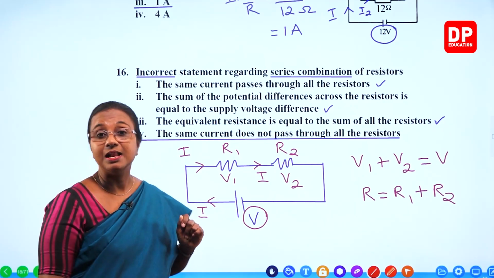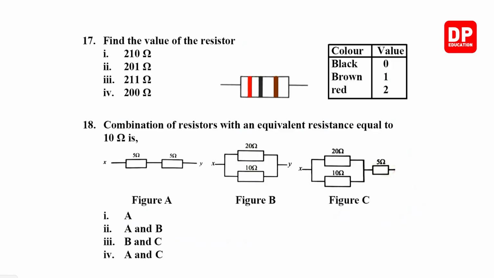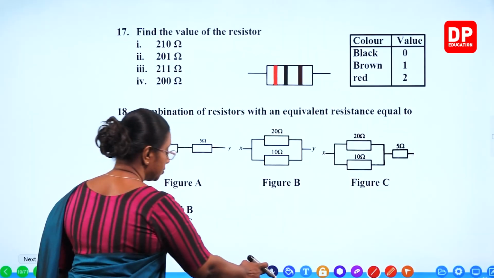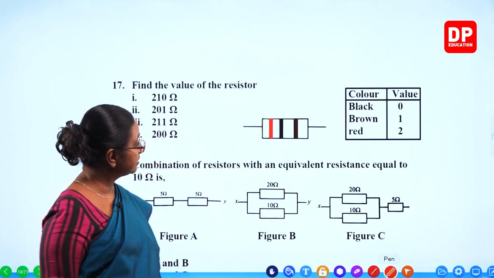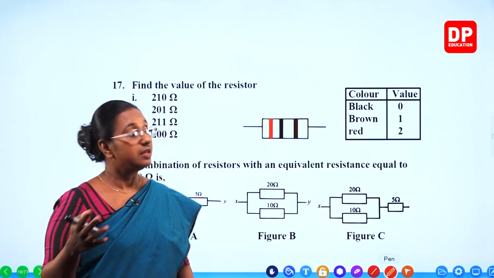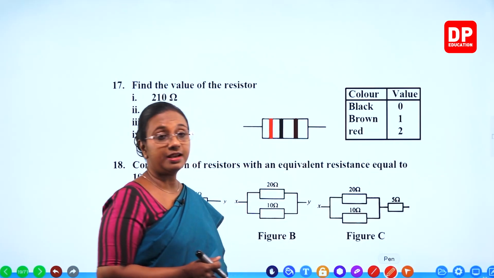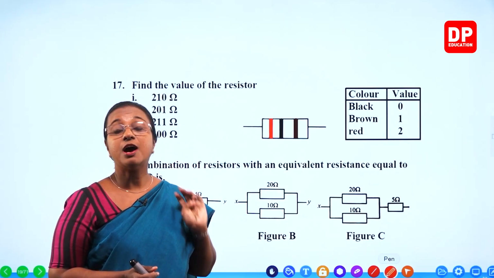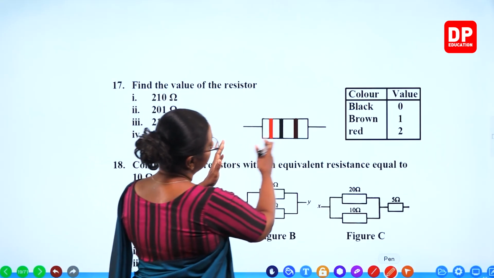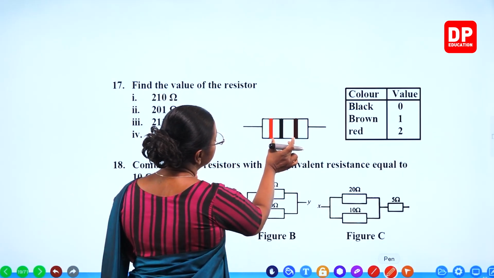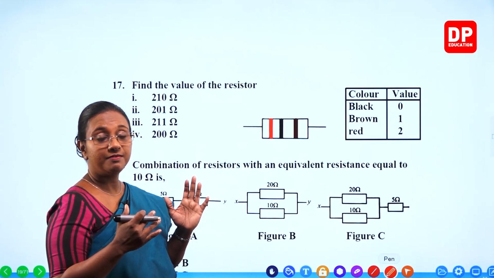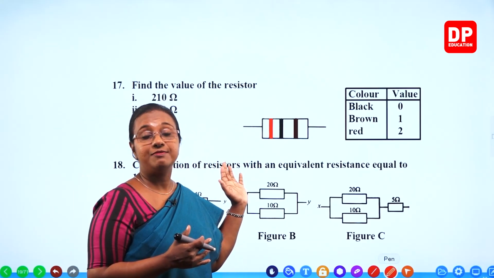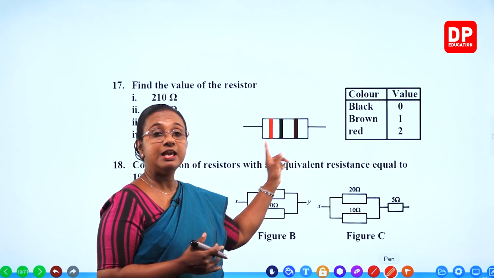Okay. With that, I'll move on to the next question. Question number 17. Find the value of the resistor. So here, you're familiar with this diagram. You all know this is a fixed value resistor with color bands. Now here in this diagram, there are only 3 color bands. You are used to 4 color bands, and when you look at the resistor in such a way that the 3 color bands are close to each other and the 4th one is a little far away, the first 3 should be on your left hand side. You start reading from this side, left to right.